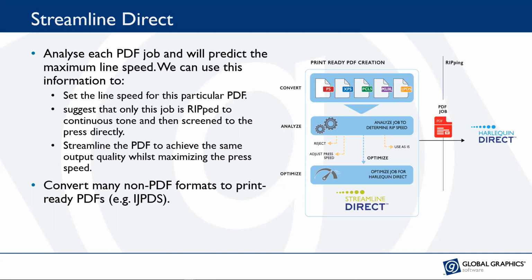Or it could suggest the job is pre-ripped to continuous tone and then screen directly to the electronics. So this is a feature of the POC, which we call night mode. So you would submit PDFs and get the contone images out in night mode. And then in day mode, you would send those through and they'd be screened directly to the electronics at ultra high speed. Most commonly though, you can optimize or streamline the job using deep knowledge of the Harlequin rip to a faster job with the same output quality. Finally, Streamline Direct can convert from non-PDF job formats like IJPDS.